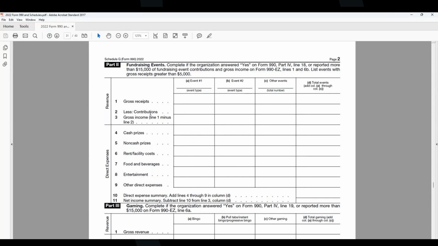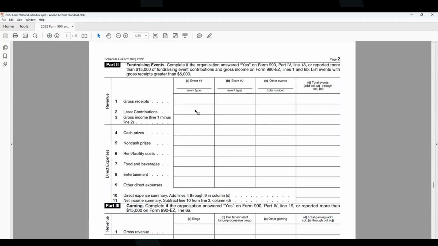For example, if the event has a fee like a dinner, we would want to break out the amount that is considered the contribution and then the amount that would be considered paying for the dinner. And then you'll see below here, there are certain categories of direct expenses that are broken out. While the event is being held, it would be easy to track these different categories. Then when it's time to complete the Form 990, all that information is readily available to complete here.